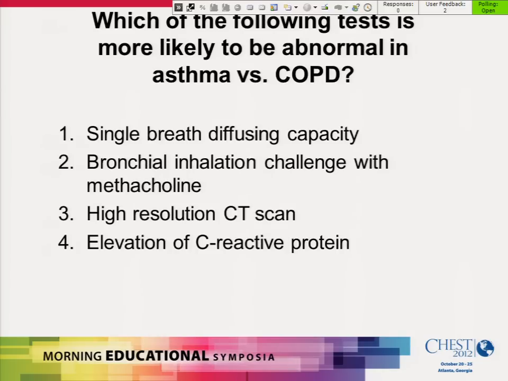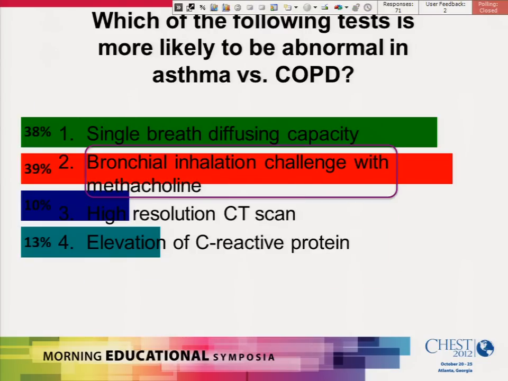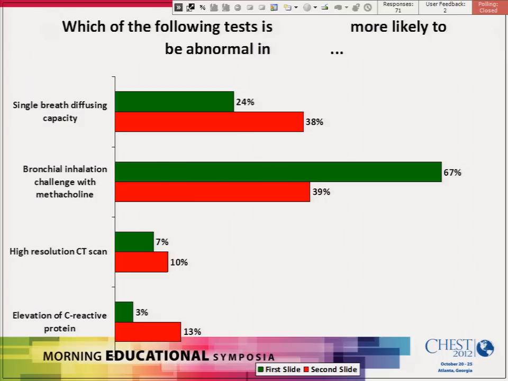Okay. Which of the following tests is more likely to be abnormal in asthma versus COPD? DLCO, bronchial inhalation challenge with methacholine, high-resolution CT scan, elevated CRP. Okay, bronchial challenge with methacholine, 39% got it right. All right.